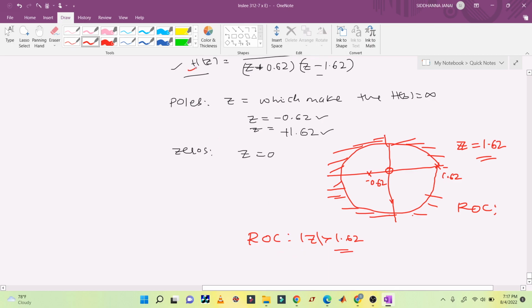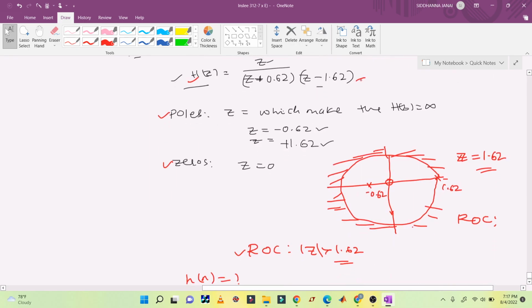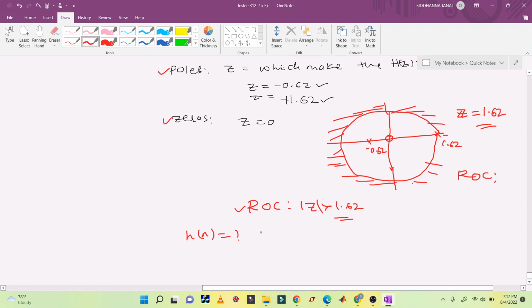So first part H of Z, second poles and zeros, and then ROC. Last part we have to find out H of n. Now the given equation is in product form, so we can solve it using partial fractions. That's why we take partial fractions now.